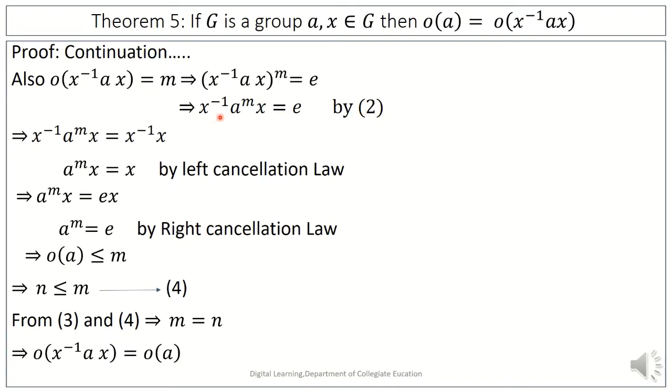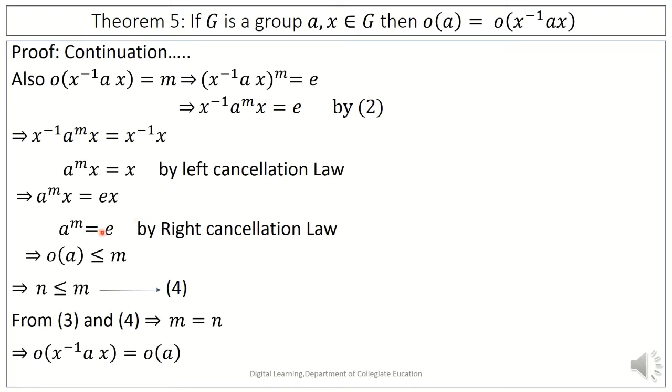Therefore, x inverse A to the power of m into x, as it is equal to E, can be written as the identity element, which can be written as x inverse into x. Isn't it? By left cancellation law, we can cancel x inverse on both sides. By left cancellation law, we get A to the power of m into x is equal to x. So here x can be written as E into x in the next step. Here again, by right cancellation law, we can cancel x on both sides, isn't it? Therefore, A to the power of m is equal to E.